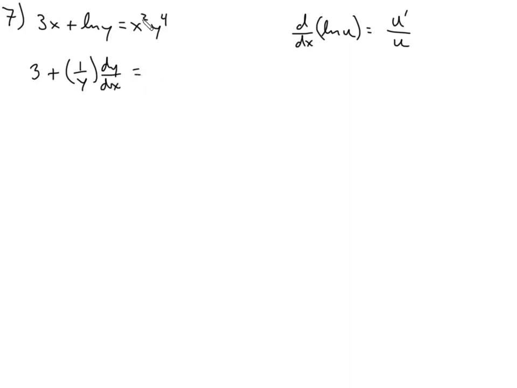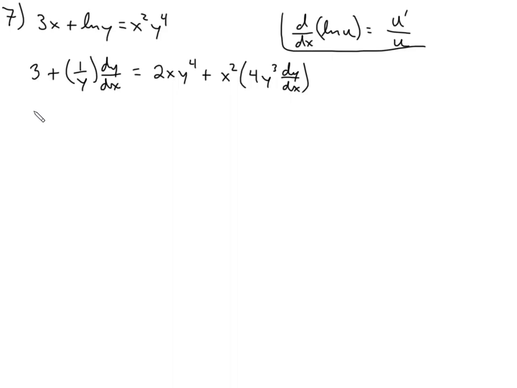Okay, and then the right side we've got a product, so derivative of the first function, 2x multiplied by the second one, plus the first one times the derivative of the second one. The derivative of the second one is going to be 4y to the third multiplied by its derivative, which is dy dx, the derivative of y, that is.